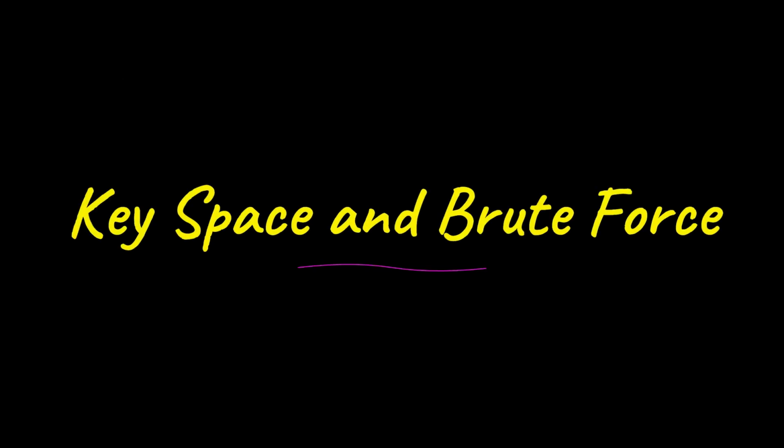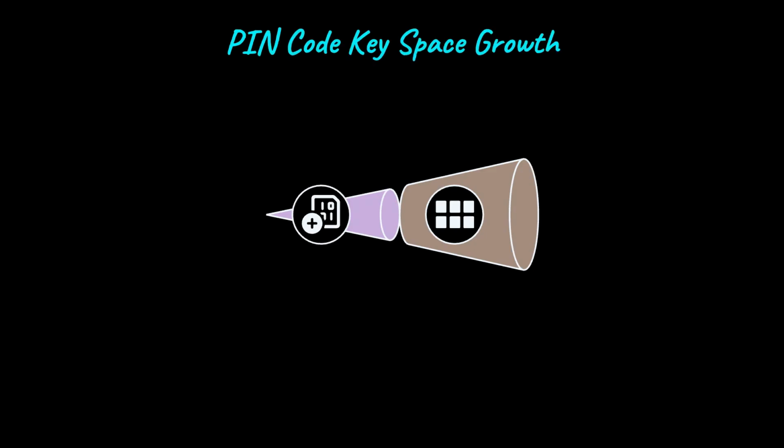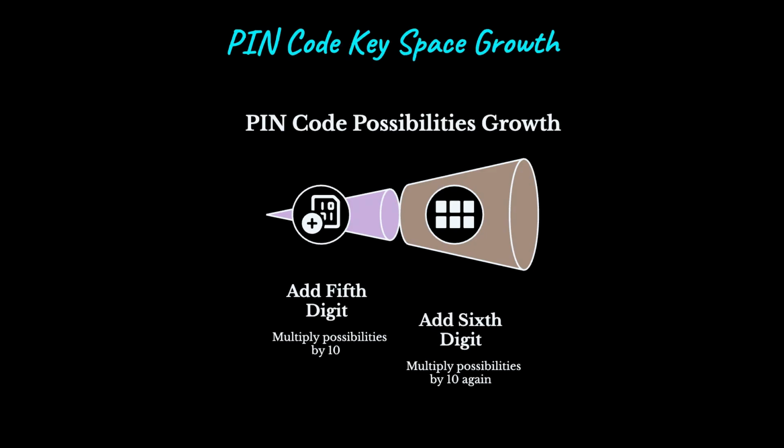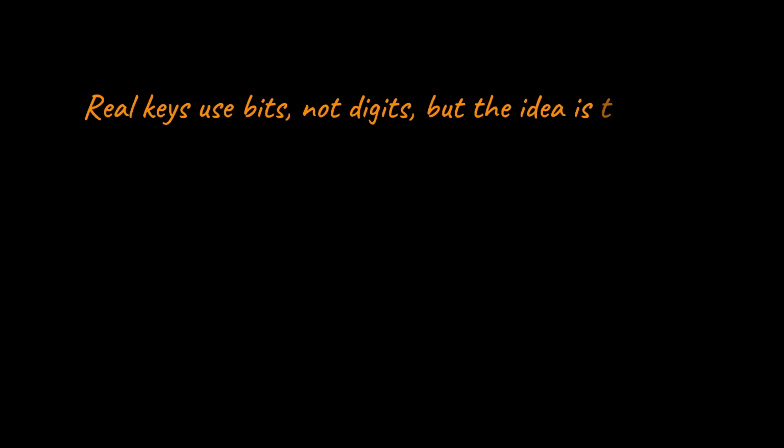The key space of an algorithm is the complete set of all possible keys, and its size is the single most important measure of resistance to brute force attack. The larger the key space, the more guesses an attacker must make before stumbling onto the right one. A 4-digit bank PIN has 10 choices per position, giving 10,000 total possibilities. Add a fifth digit and the space jumps to 100,000. Add a sixth and it reaches 1 million, each new digit multiplying the space by 10.